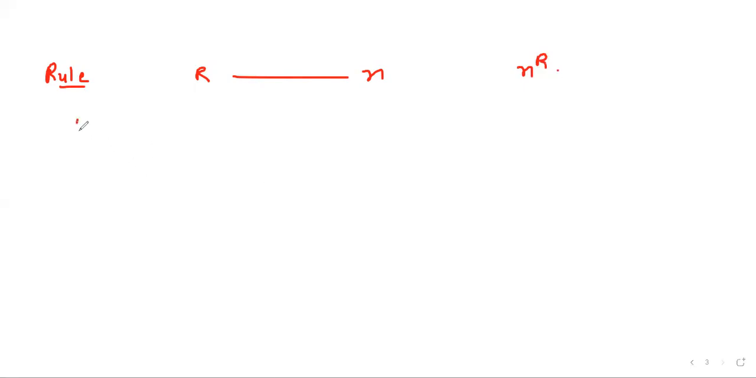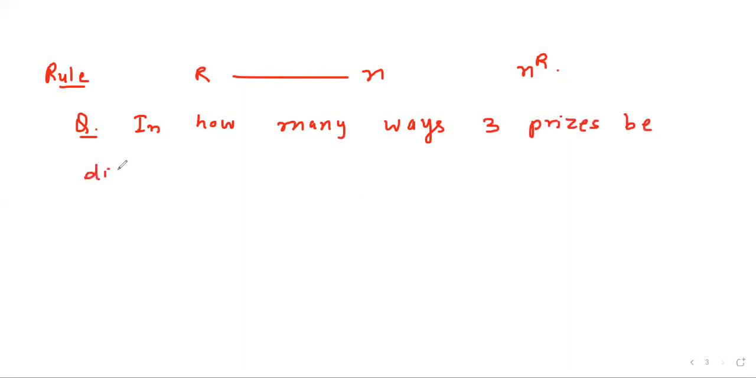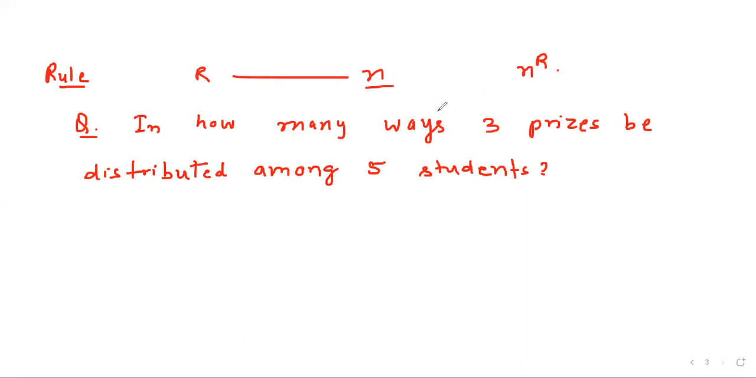The question is, in how many ways can 3 prizes be distributed among 5 students? There is no restriction. So the answer will be as per the rule, n power r. So here, if there are 5 students, 5 power 3 will be the answer, the number of ways.